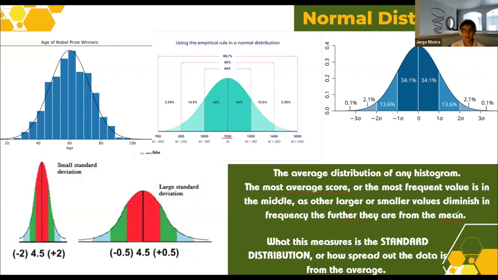As larger or smaller values diminish in frequency, they become further from the mean. Here we can see that the score 1600, which is considered a perfect score, is very, very far from the actual middle that we have here. So what this measures is the standard deviation, or how spread out the data is from the average.